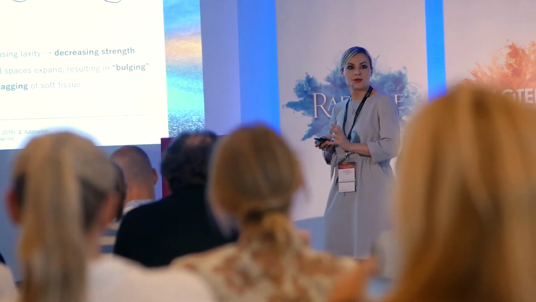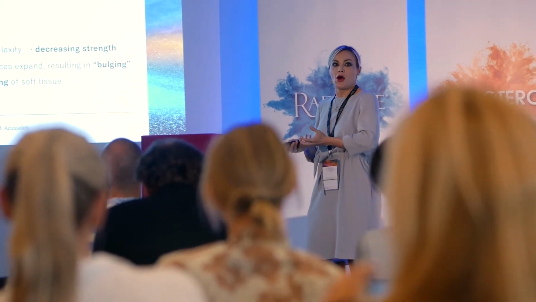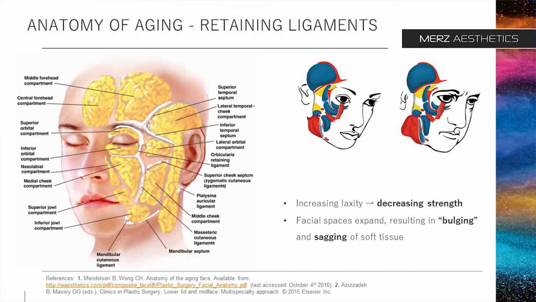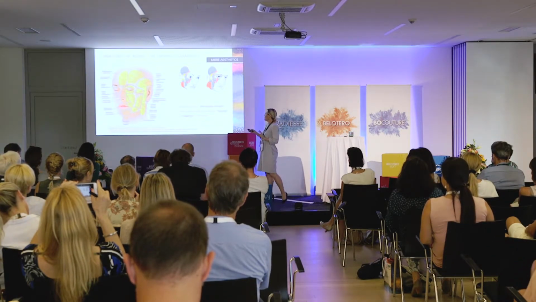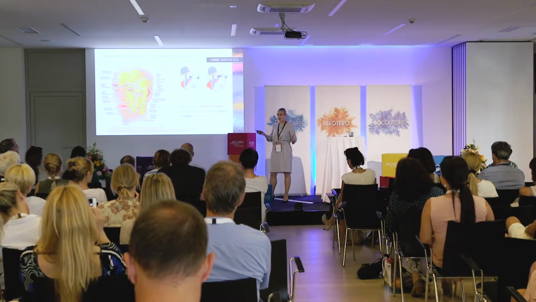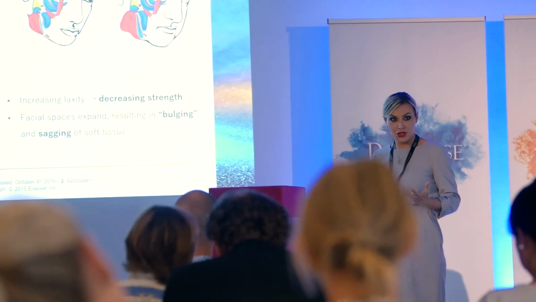So because of the fact that we lose bone, so we have this process of bone remodeling, what changes is the retaining ligaments' anchor points, so their firm adhesion to the bone. That's why they develop an increase in laxity. And at the same time, facial compartments get expanded, thus resulting in bulging and sagging of the soft tissue.